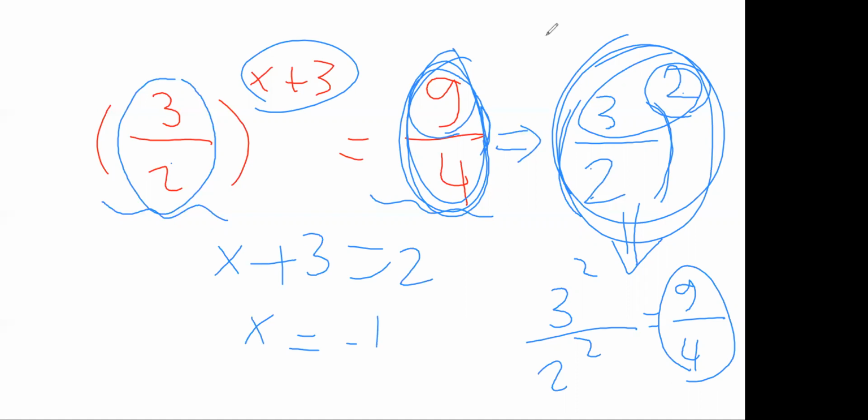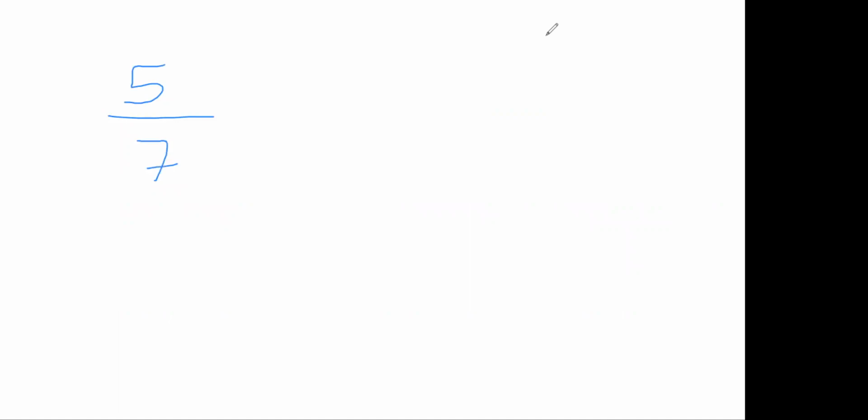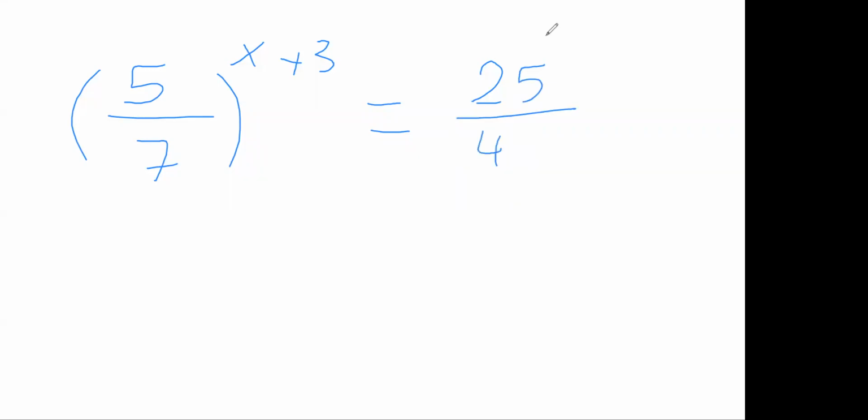Another exercise like this one: 5 over 7 power x plus 3 equals 25 over 49. The bases are not equal. Can I change the form of writing this fraction to make it 5 over 7?